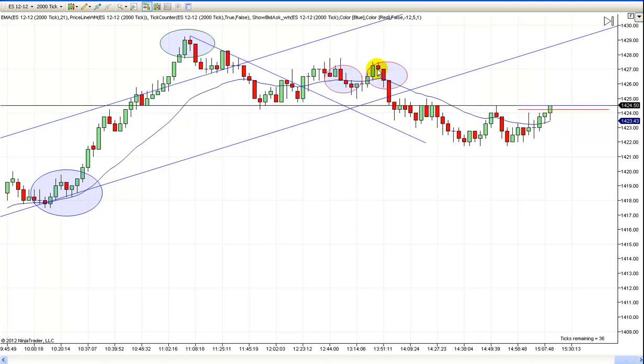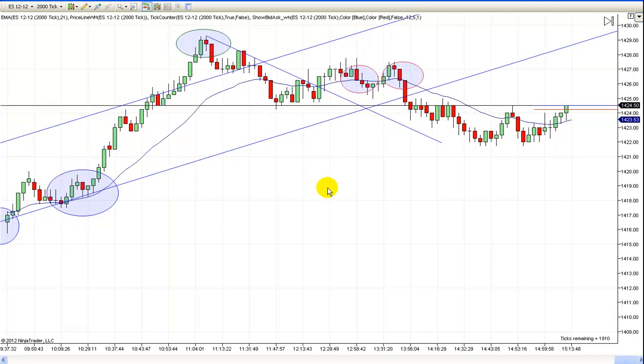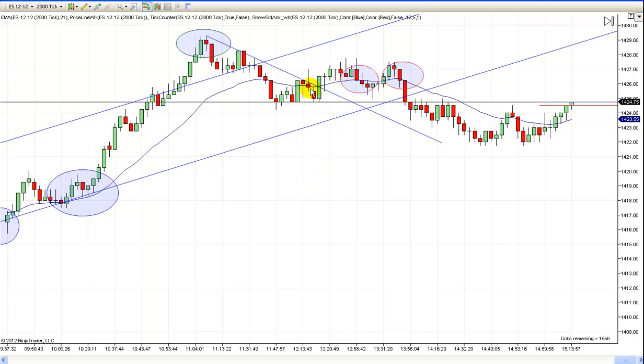But let me show you this setup here. I marked these two trades. I was done trading by now. I didn't take either one of these, but they're good trades, and I want to show them to you. I want to talk about this first.